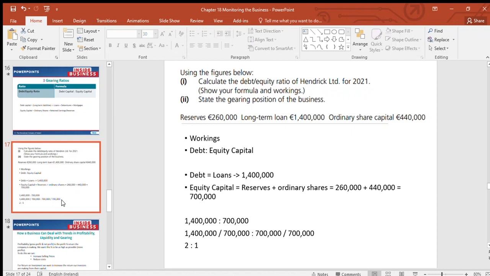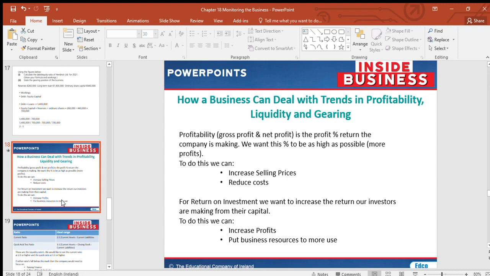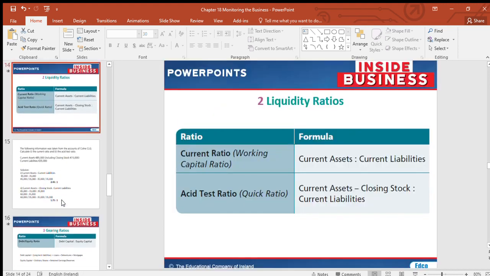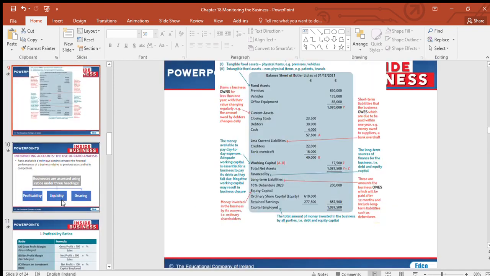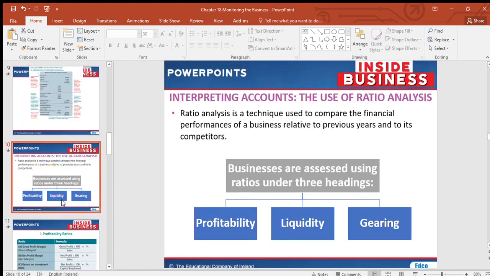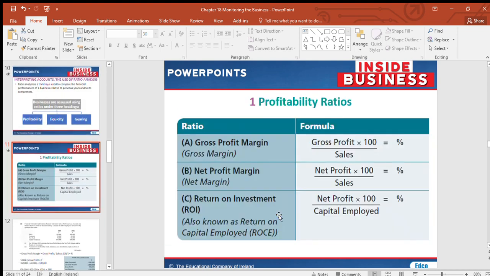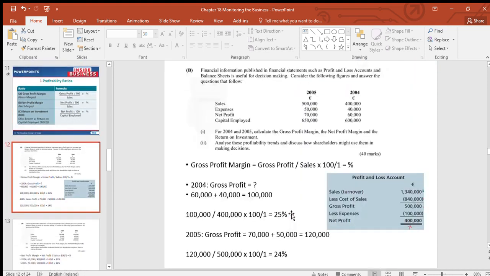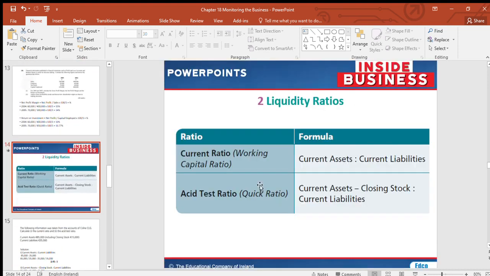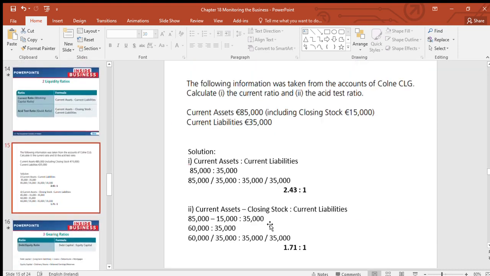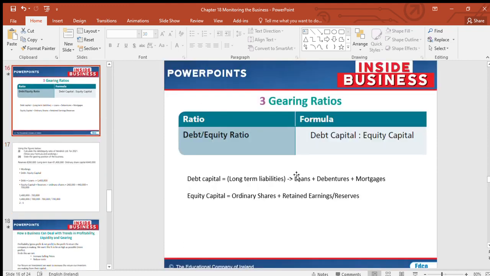This week, for today's class, we're focused on analyzing our ratios. Just to quickly bring you back, we looked at ratios under three headings: profitability, liquidity, and gearing. There were three formulas for profitability: gross profit, net profit, and return on investment. Two for liquidity, current ratio and acid test ratio, and one for gearing, debt to equity.